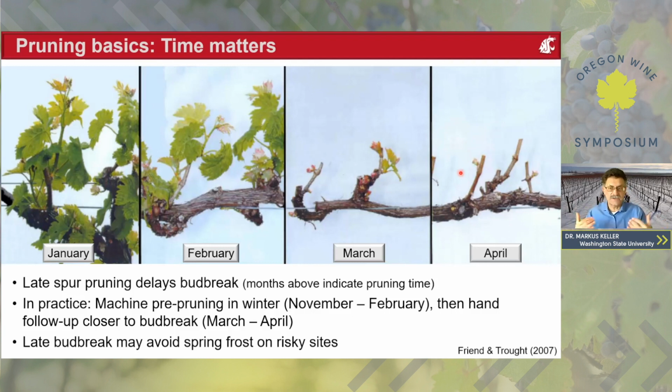In practice, in our climate, we often pre-prune in winter to about 5 or 6 buds or canes in the winter. And then we come back and hand prune as close to bud break as possible, or if you're in a really frost-prone site, after bud break.